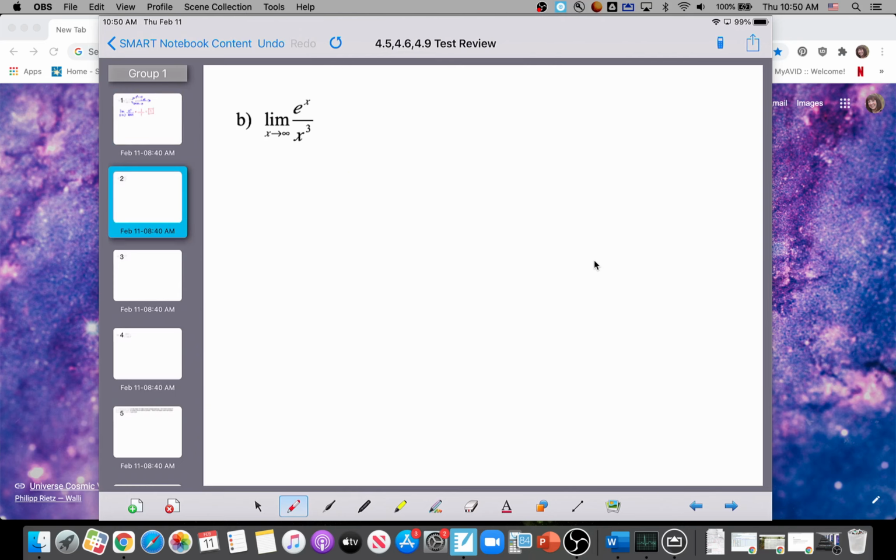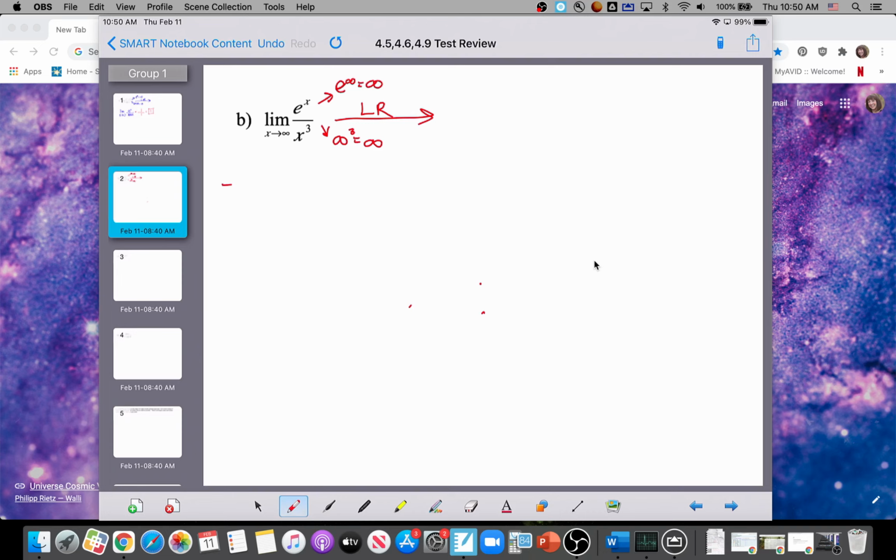In part B, this one is a little bit more complicated. I have the limit as x approaches infinity of e to the x over x cubed. So this time when I check my limit, e to the infinity power is going to be infinity, and infinity cubed is going to be infinity. So I have infinity over infinity, which tells me that I am able to do L'Hopital's rule.